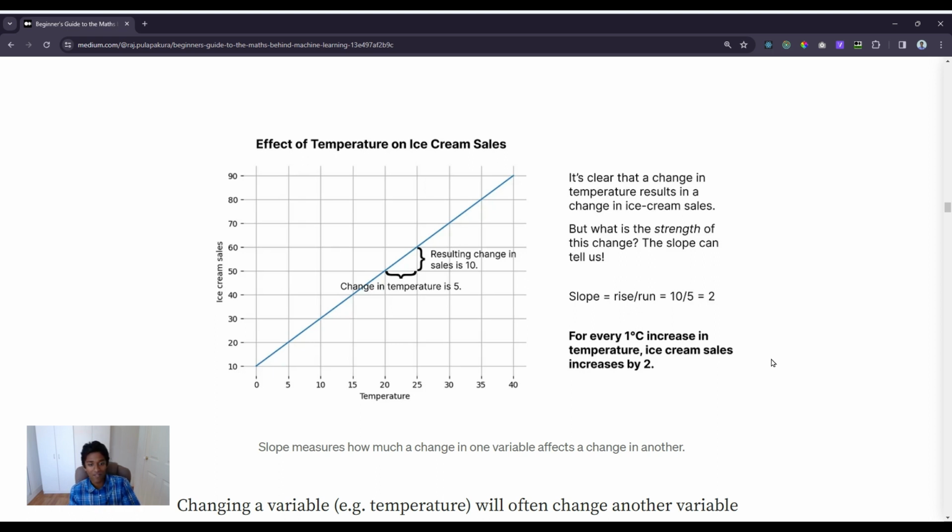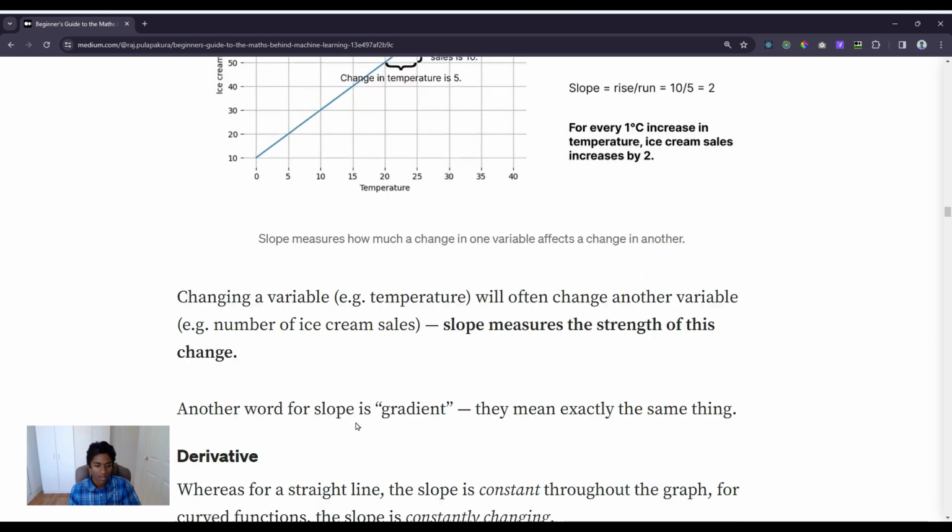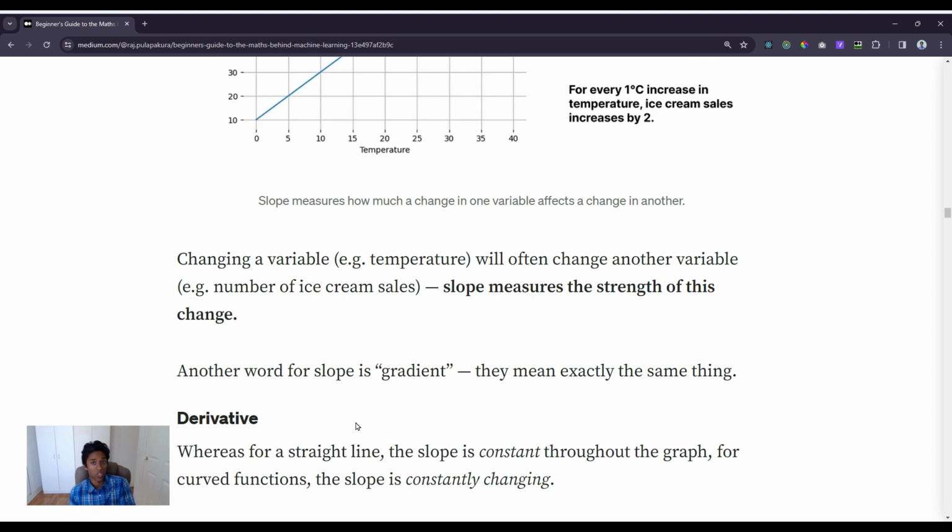Now, let's say the slope was 3, what would that mean? Well, that would mean that for every 1 degree Celsius increase in temperature, ice cream sales would increase by 3. And that would also correspond to a steeper slope. Changing a variable, for example temperature, will often change another variable, for example the number of ice cream sales. Slope measures the strength of this change. Another word for slope is gradient. They mean exactly the same thing.